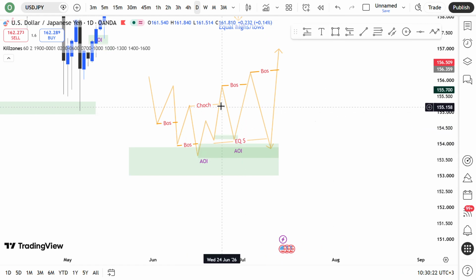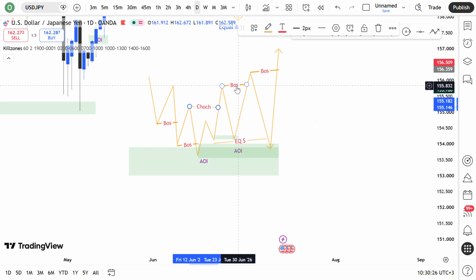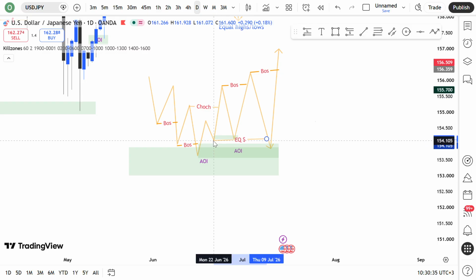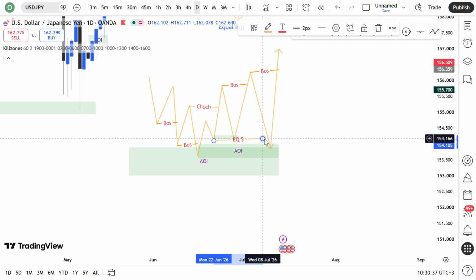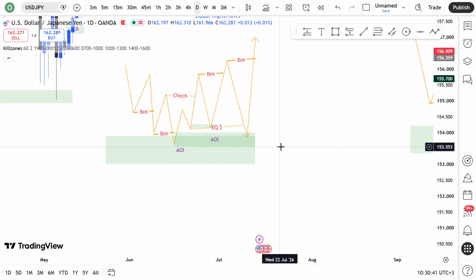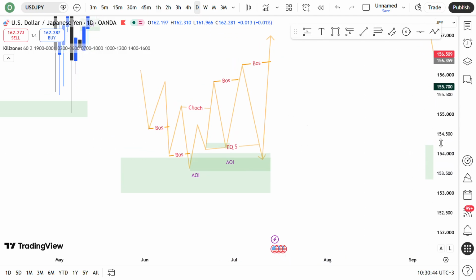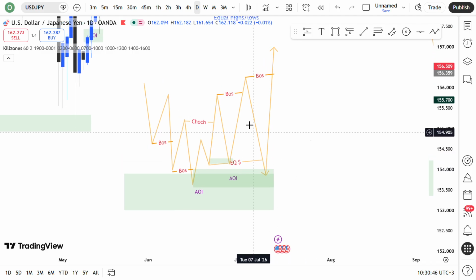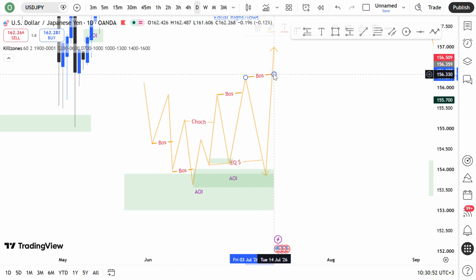We can see clearly that here we got a change of character, and the price came, giving us another break of structure before mitigating this order block. Slightly above this area of interest, we can see clearly that we have equal highs and equal lows, lying before price mitigated this order block. So the price will come, mitigate this order block, and skyrocket, giving us another break of structure.